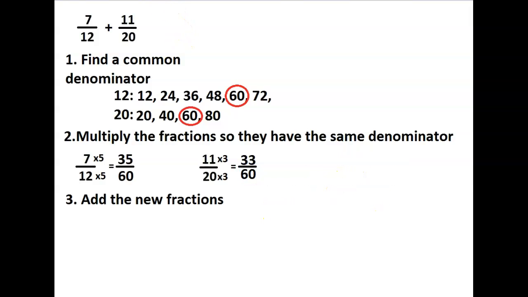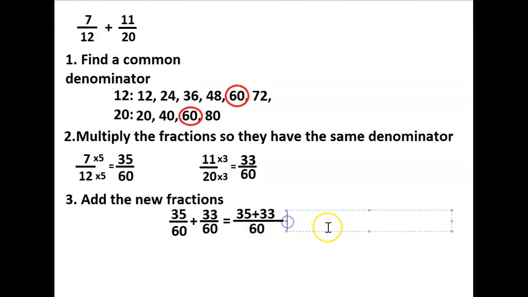Step 3 is to add the new fractions. So I have 35 over 60 plus 33 over 60. When I add fractions, I add the numerators together and keep the denominator the same. So on the numerator I have 35 plus 33 over 60 in the denominator. 35 plus 33 gives me 68, and my denominator is 60.